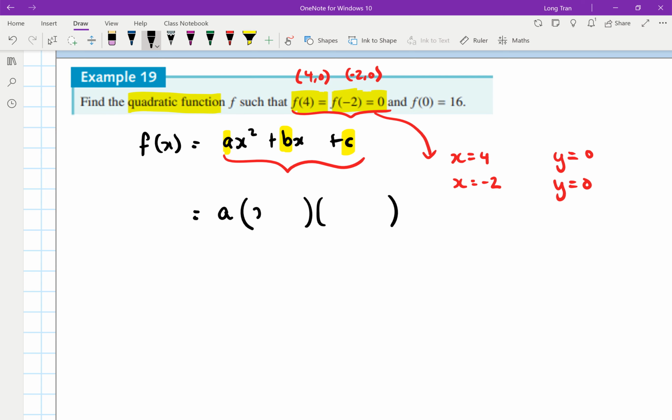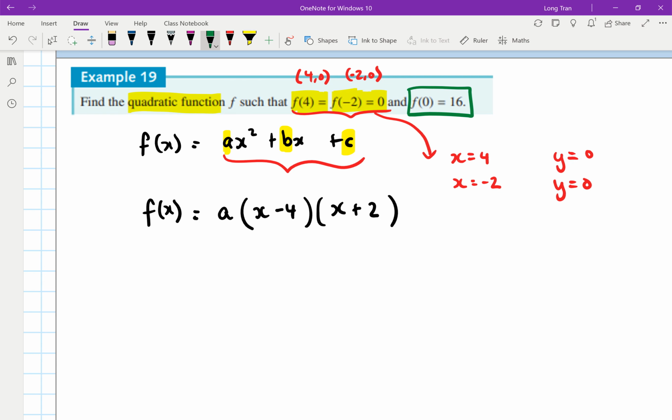Now to get 4, this has to be x minus 4, so that when we use the null factor law, it will give me x equals 4, and then the other one has to be x plus 2. The only thing I don't know is how much the dilation is and whether it's a smiley face or an inverted function, okay? So I've got my model.